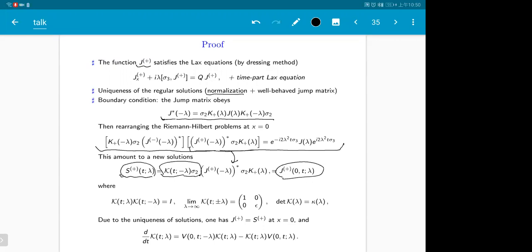So then, because of this equivalence, we know that S plus also satisfies the Lax pair of the NLS equation, and this amounts to the property of this K matrix, and the K are actually determined by this semi-discrete Lax pair. So we actually show that if we solve this Riemann-Hilbert problem, the boundary conditions that are determined by this relation belong to the hierarchy of integrable boundary conditions.